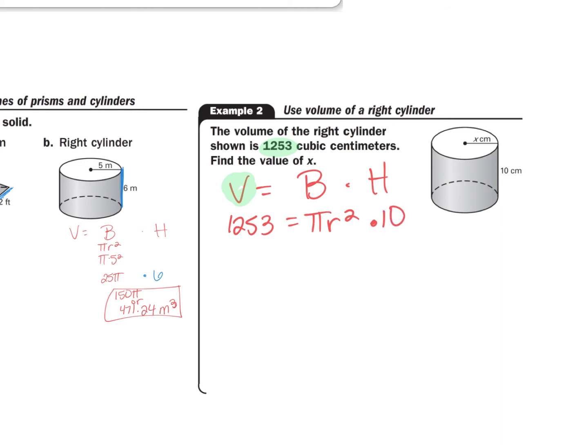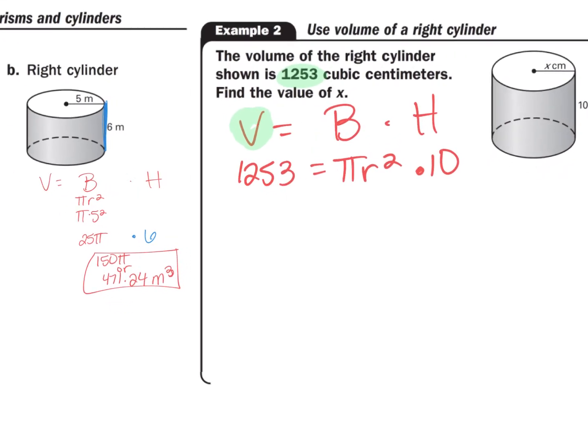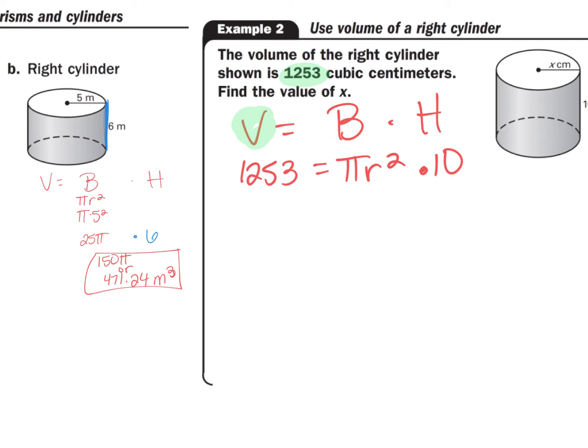Okay, so now we are trying to get that r by itself because that's what x is, the radius. How would we do that? Well, if you remember from the last unit, we did a couple like this. Since it's pi and 10 times that r squared, we're going to have to divide it off of there. So divide by pi times 10 on both sides.